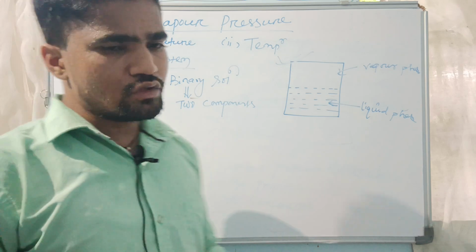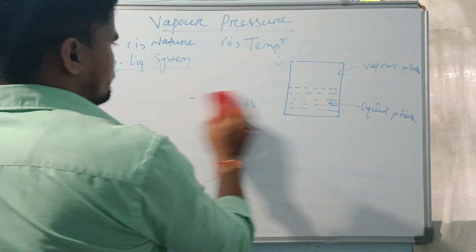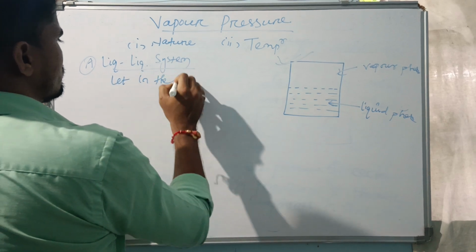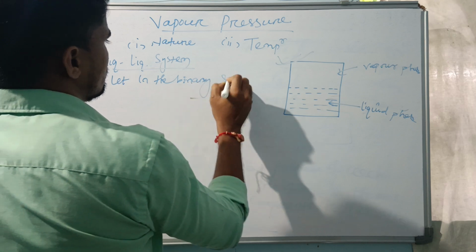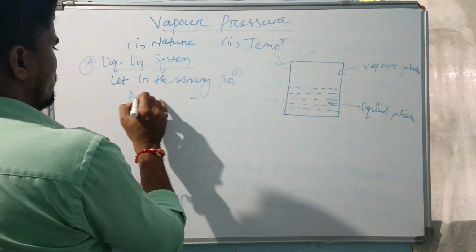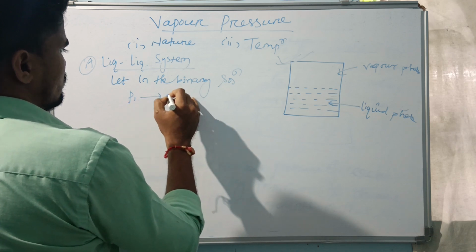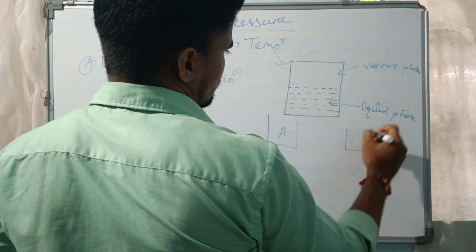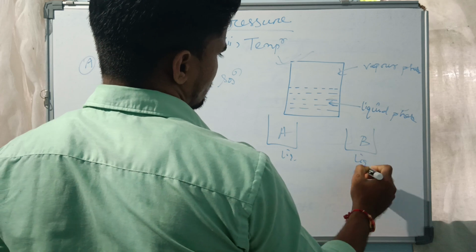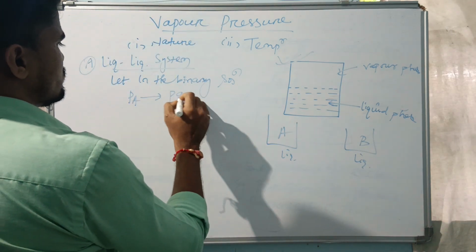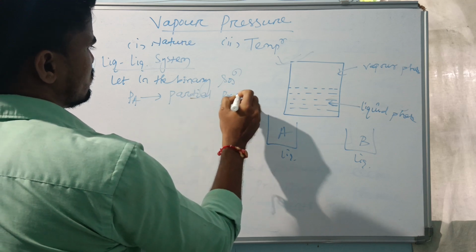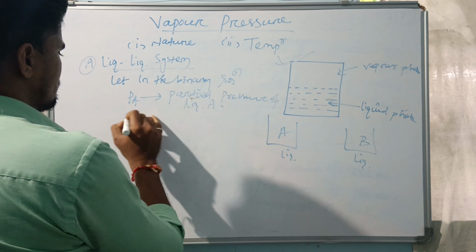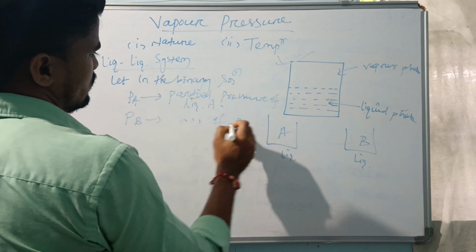So as the solution is binary, suppose we take two liquids, liquid A and liquid B. So PA is the partial pressure of liquid A. Like that, PB is the partial pressure of liquid B.